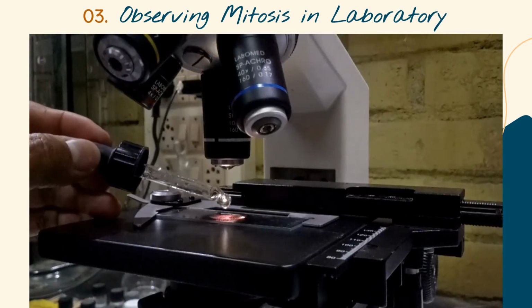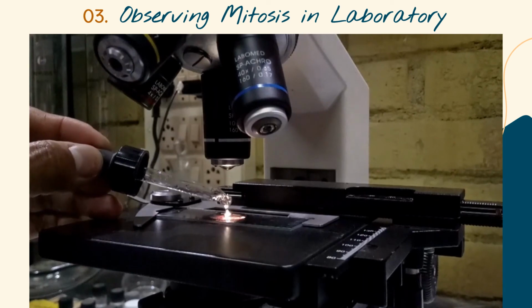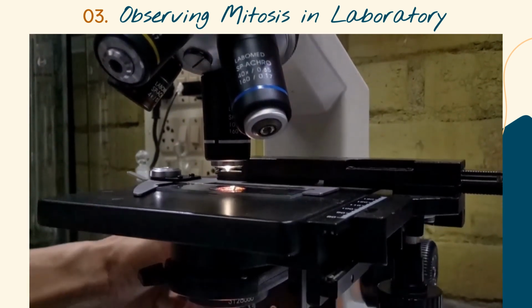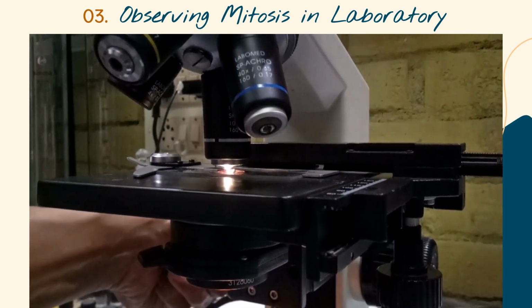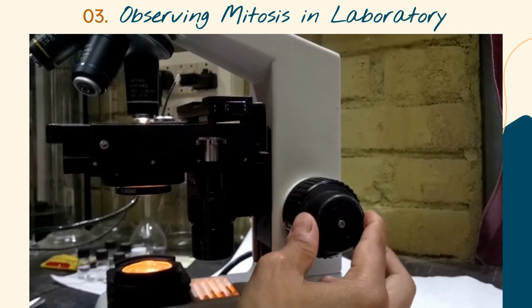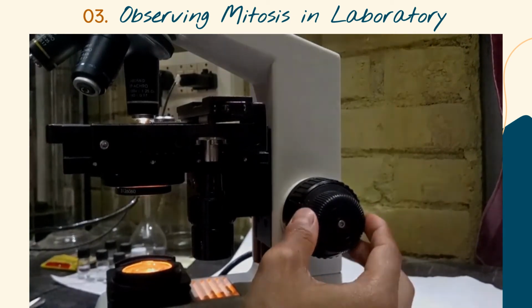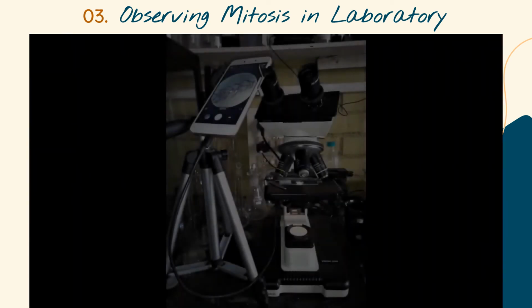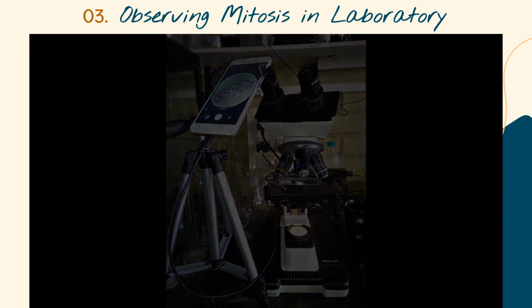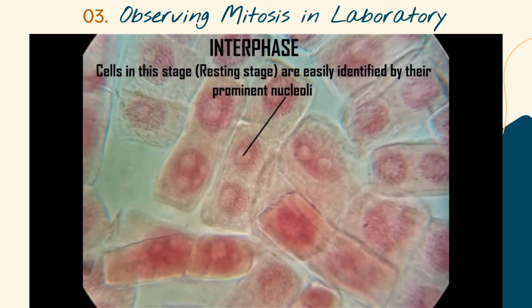For observations under 100x objective, you will need to add a drop of immersion oil on top of the cover slip and gently lower the objective lens until it touches the oil surface. From there, use the fine adjustment knob for focusing. You may take micro photographs of the various stages by employing a simple technique using a mobile phone and a tripod like so. And here's a quick slideshow of the various mitotic stages of cell division in root tip cells of Allium species.